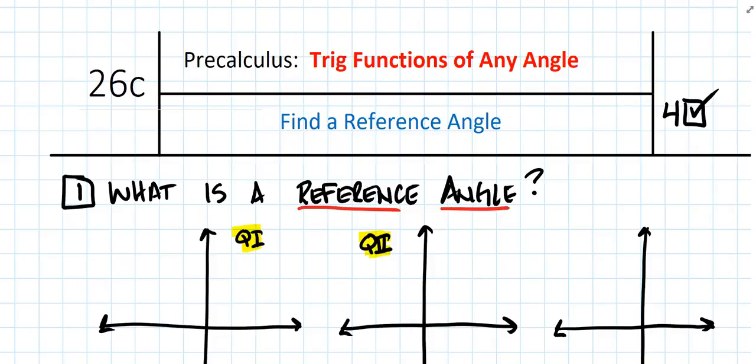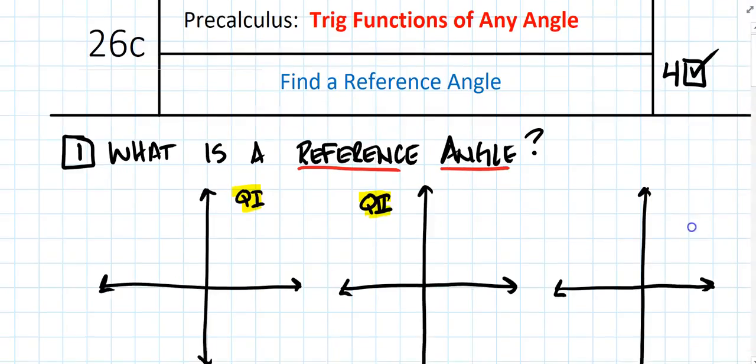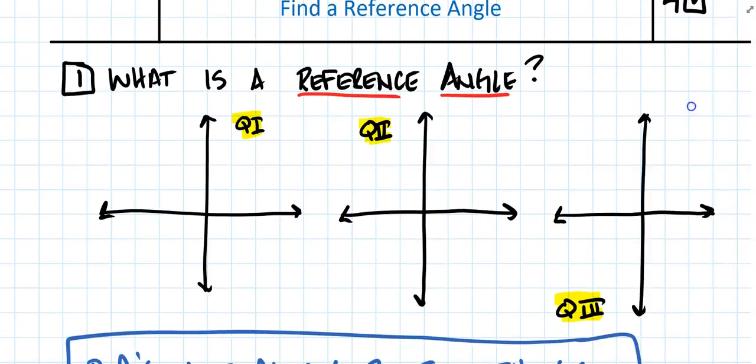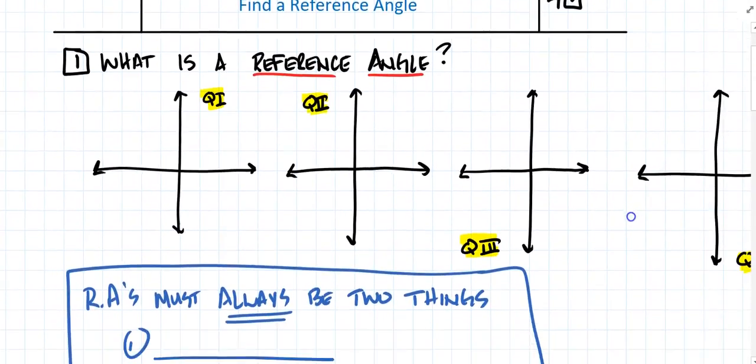Welcome to Precalculus Concept 26C. Underneath trig functions of any angle, we are going to find a reference angle. So there's 4 boxes. Okay, let's first figure out what the heck even a reference angle is.